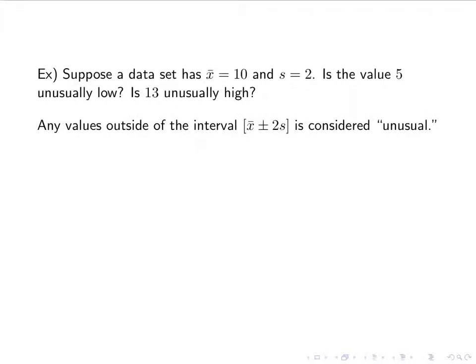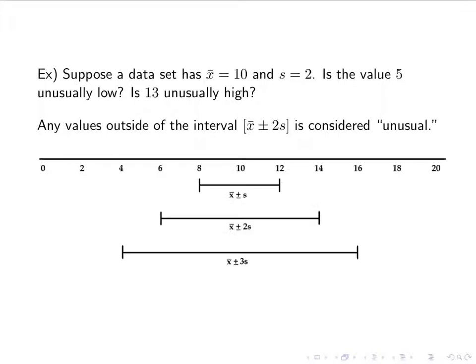So we consider numbers to be unusual if they're outside of the interval x bar plus or minus 2s. So from x bar minus 2s to x bar plus 2s, that range is considered usual or normal, and anything outside of it, so anything less than x bar minus 2s or anything bigger than x bar plus 2s is considered unusual. So here's an example that we have.